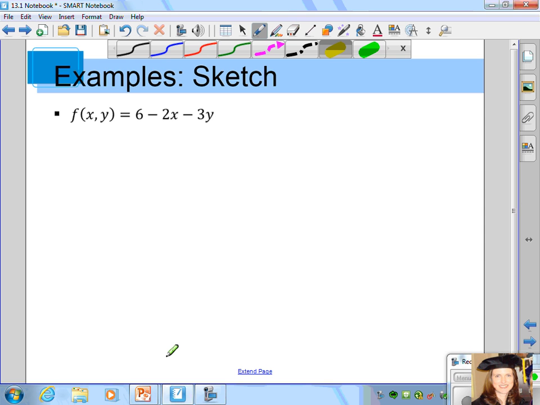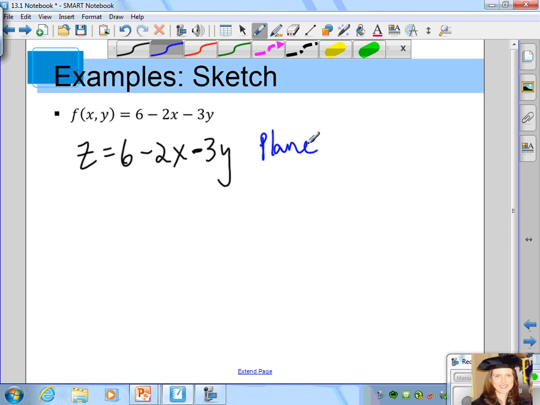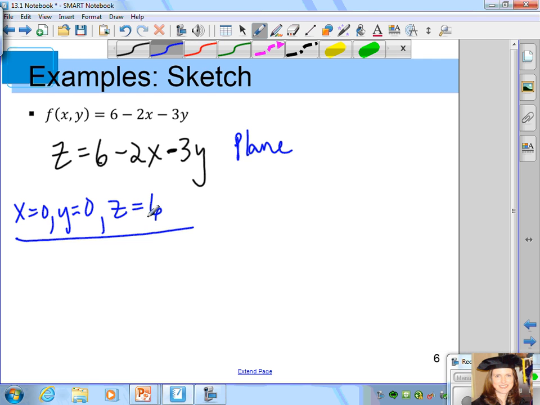What you can do to sketch this function of two variables, you can treat this f of x, y as z. Z is equal to 6 minus 2x minus 3y. And perhaps you recognize that this is the equation of a plane. And the way we sketched planes back in chapter 11 was by sketching the x, y, and z intercepts. So if you let x equals 0 and y equals 0, and you simplify this equation, you get z is equal to 6. You're plugging in 0 for x and y. That'll give you your z-intercept.